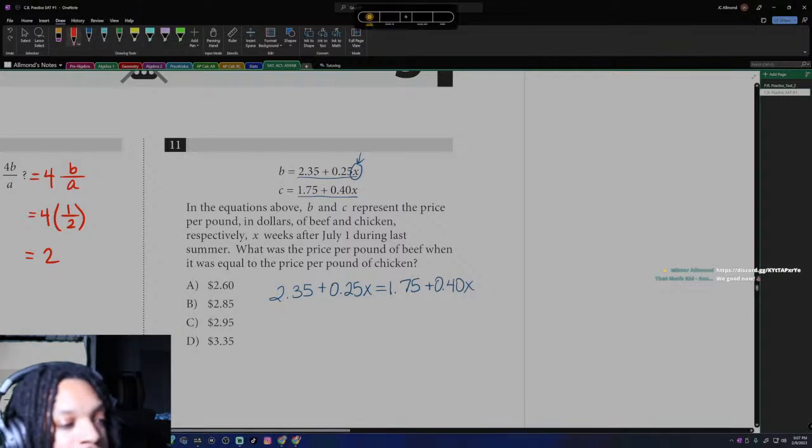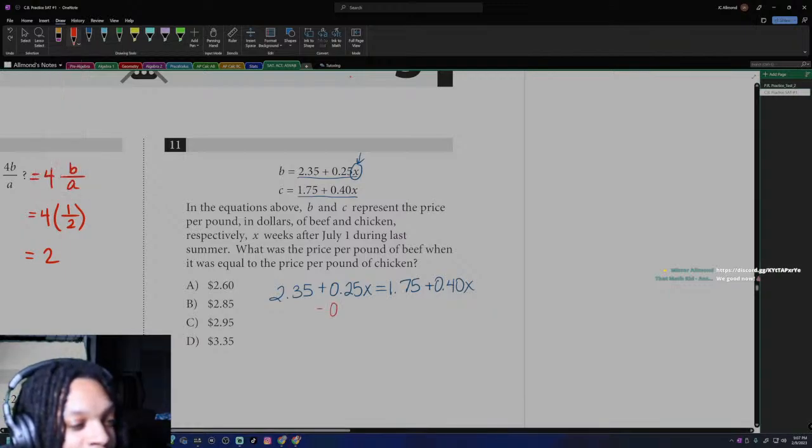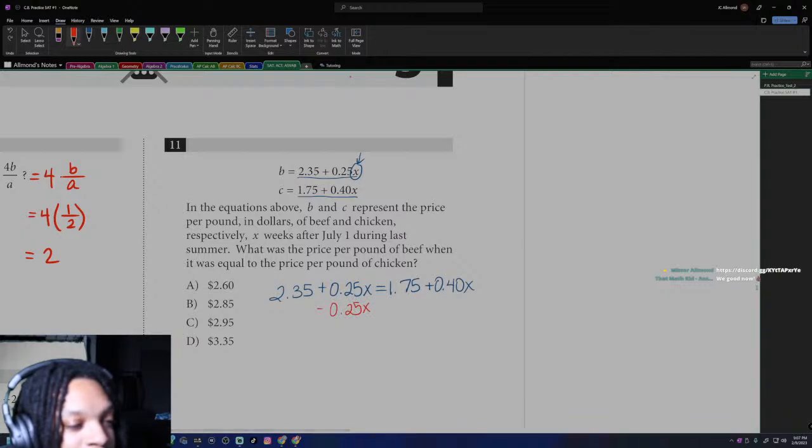One of my freshmen taught me, their middle school teacher said, bring the baby to the mama. I was like, okay, I guess. It makes sense. I never heard of that before, but I'll take it. We're taking the smaller number and bringing it over with the bigger number, the baby to the mama. All right, so that's going to make my x cancel out on the left.